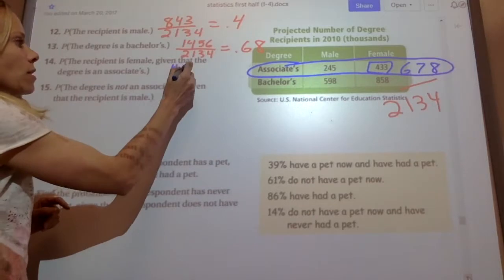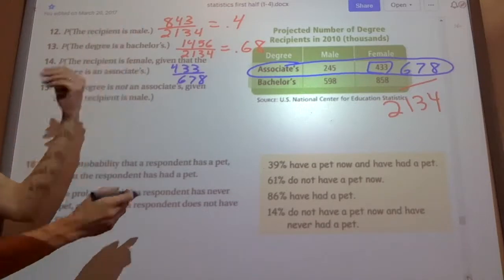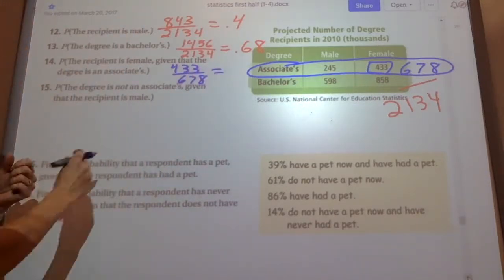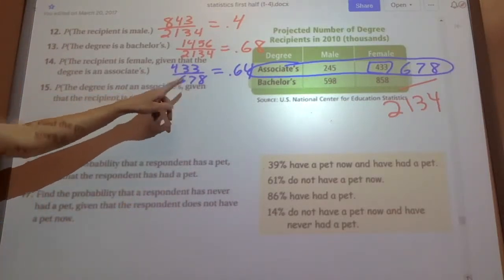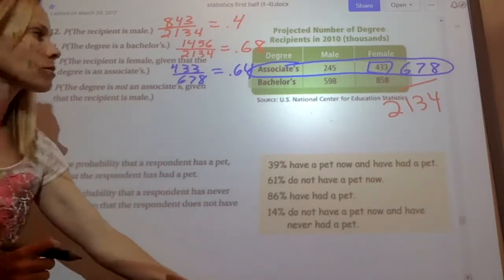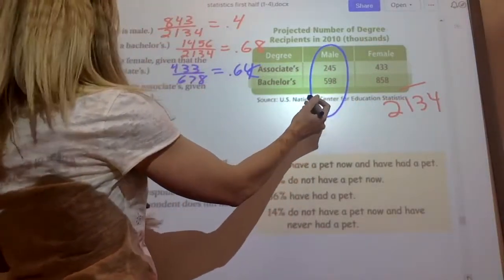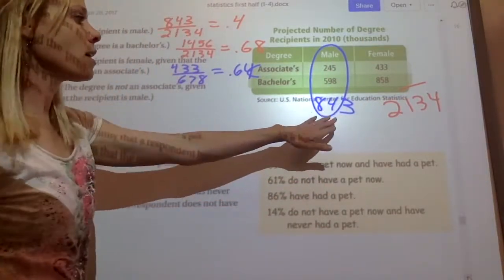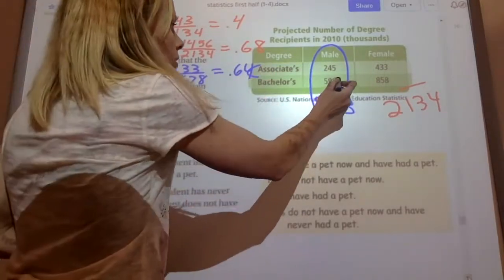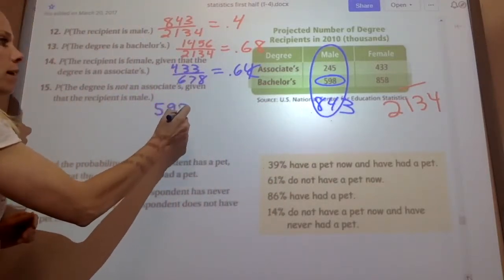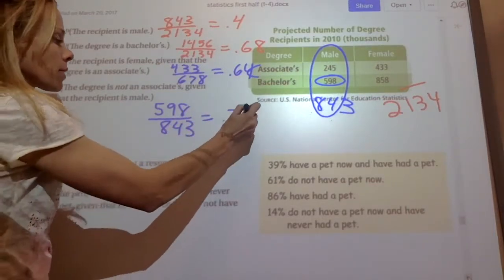So 433 divided by 678. See how my total changed because of the given? What's that as a decimal? 0.64. Good. How about the degree is not an associate's given that the recipient is male? So now my given is male. So out of the males, which was what? 843. So out of the 843 males, what's the probability the degree is not associate's? So bachelor's, right? So 598 over 843. What's that as a decimal? 0.71. Good.